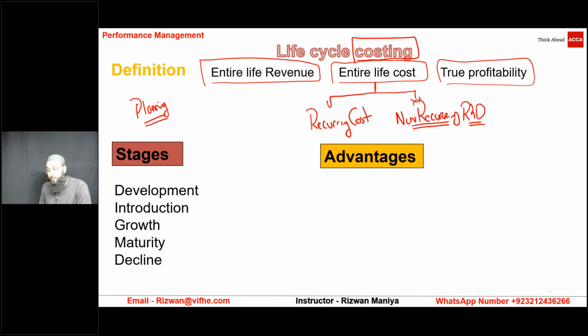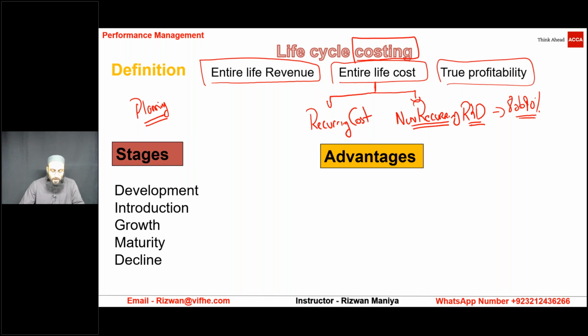If I give you examples of the latest products, like electronic items, games, movies, different electronic products like cell phones, the major cost, around 80 to 90%, is incurred in the development phase. So you can't ignore this cost, because the major cost is the one that is incurred at the development phase. So you have to consider the entire life cost, whether it's a recurring cost or a non-recurring cost.